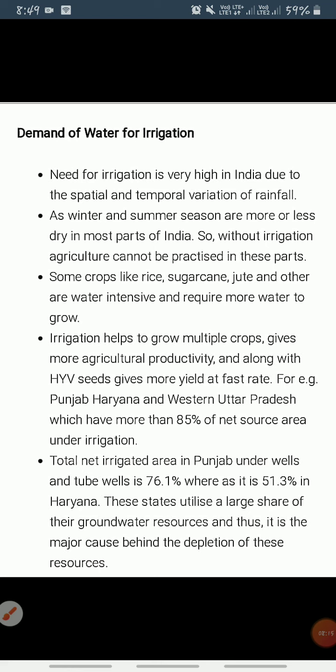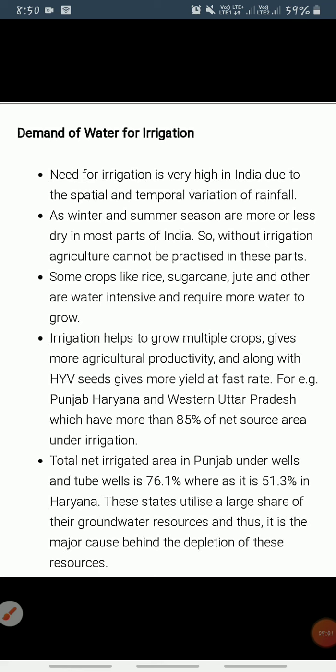Of total net irrigated area, 76.1% in Punjab and 51.3% in Haryana are irrigated through wells and tube wells. So this shows that these states utilize a large proportion of their groundwater potential, which has resulted in groundwater depletion in these states. The share of area irrigated through wells and tube wells is also very high in states like Gujarat, Rajasthan, Madhya Pradesh, Maharashtra, West Bengal and Tamil Nadu. We already discussed earlier that the overuse of groundwater resources has led to a decline in the groundwater table in these states.